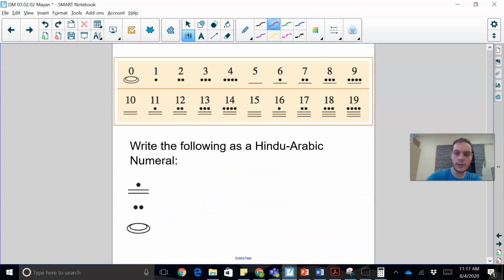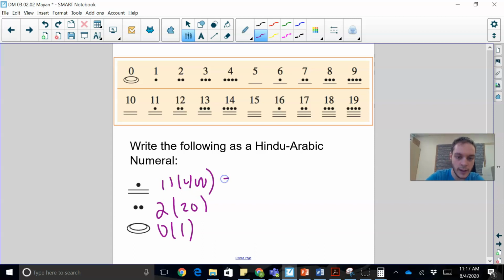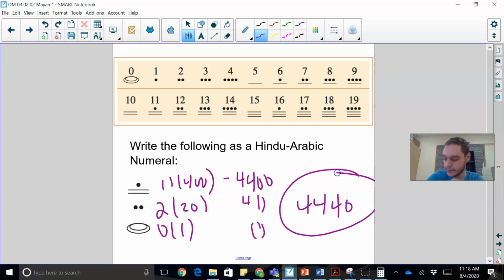Next one, let's go to purple. I'm feeling some purple today. So here we have 0 times 1. Then we have 2 times 20. And then we have 11 times 400. Multiplying 11 times 400 would be 4,400. This would be 40, and this would be 0. So you add this together, and you get 4,440.